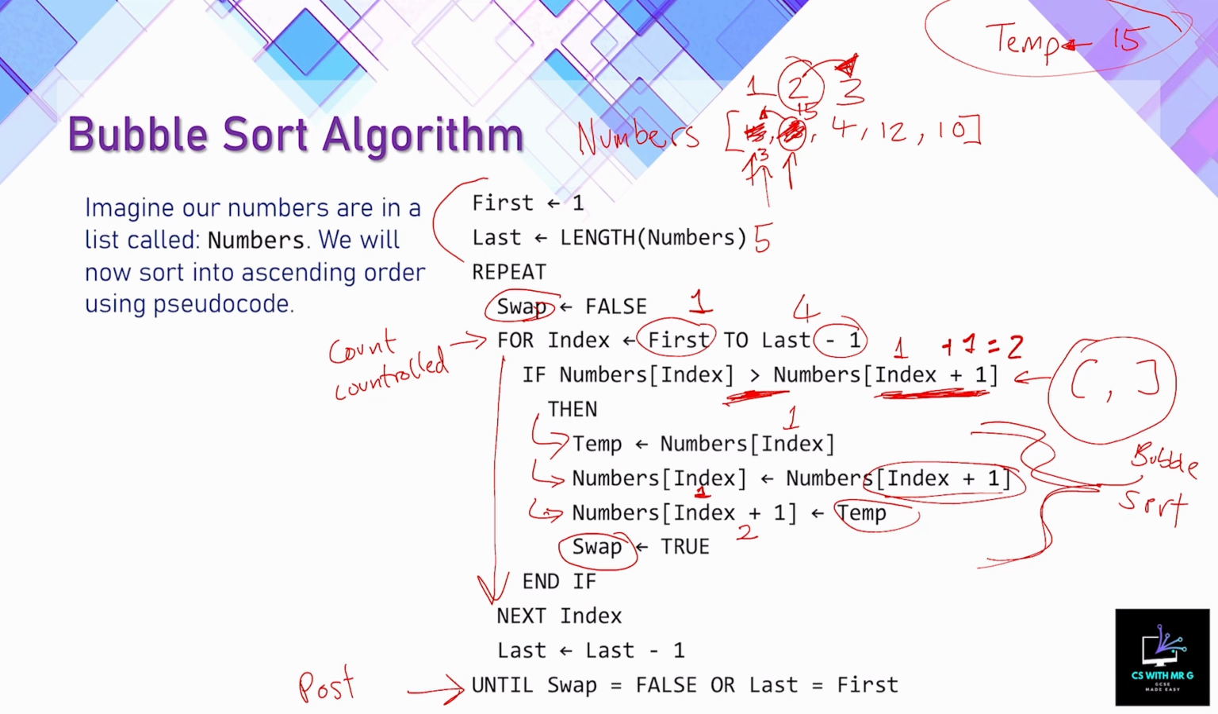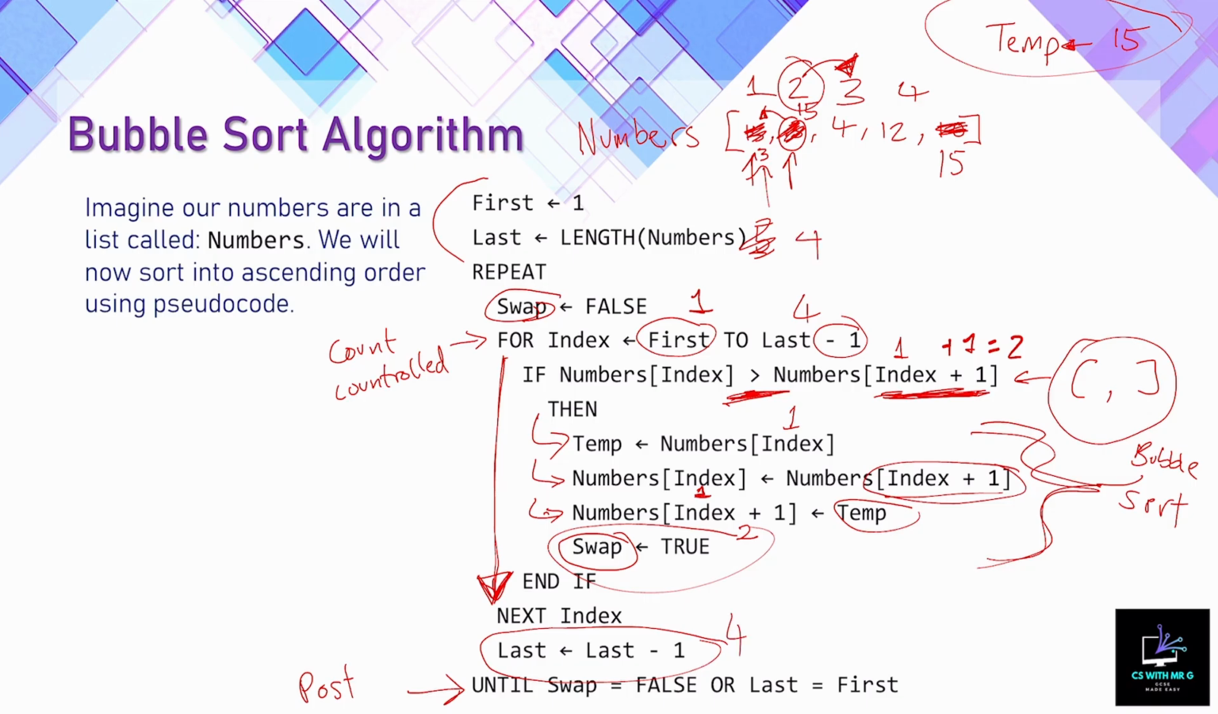If it's not, we just simply skip to the next index. We keep going and we stop, like we said, once the biggest number gets to the end of the list in the first pass. So within this loop, we changed swap to true because we swapped numbers. Then what we do is our last position that we set at the beginning, we minus 1. So we take our 5 and we minus 1 and it's now 4.